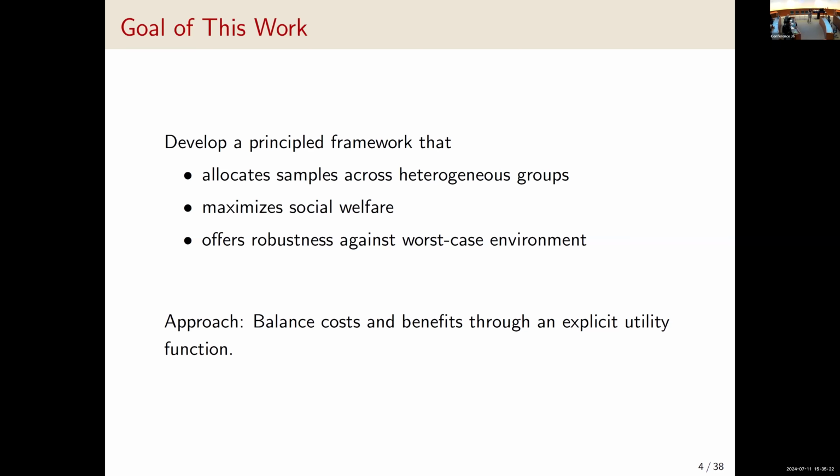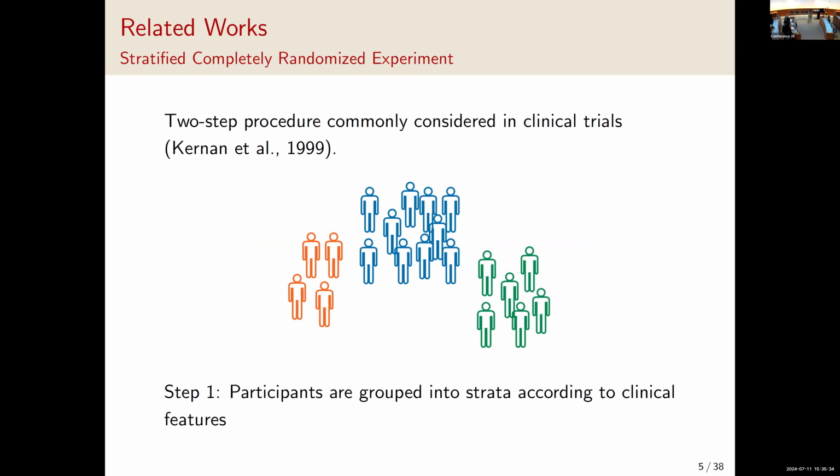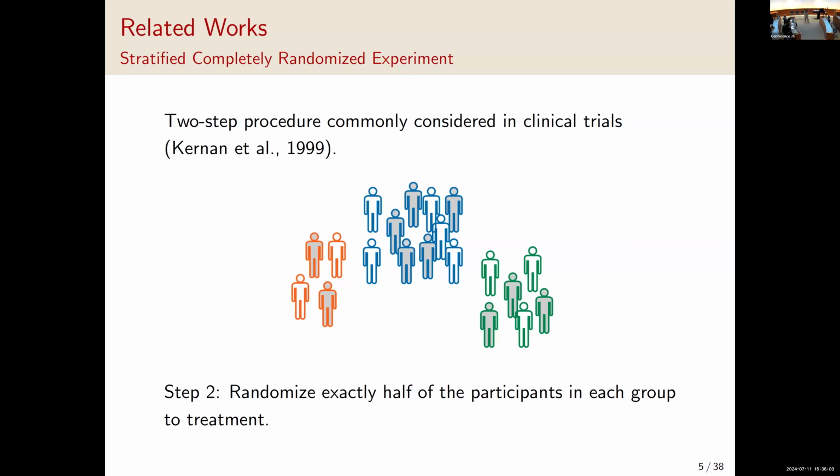We hope that we can maximize social welfare and offer robustness against worst-case environments. Our approach is to balance costs and benefits through an explicit utility function. Throughout, we assume that we are running stratified completely randomized experiments. This is a two-step procedure that's commonly considered in clinical trials, such as the COVID example earlier. In the first step, participants are grouped into strata according to their clinical features by the practitioners. In the second step, they randomize exactly half of the participants in each group to treatment and half to control.